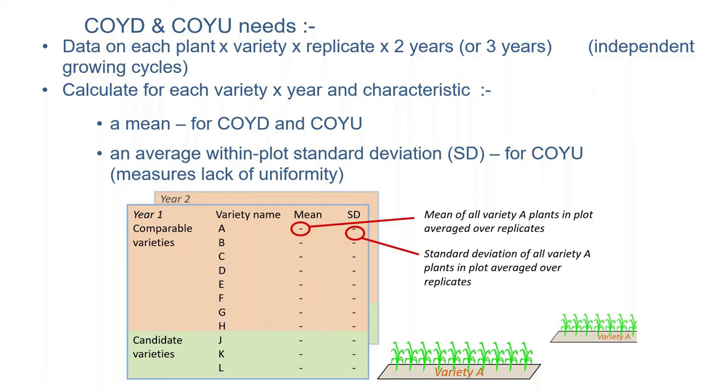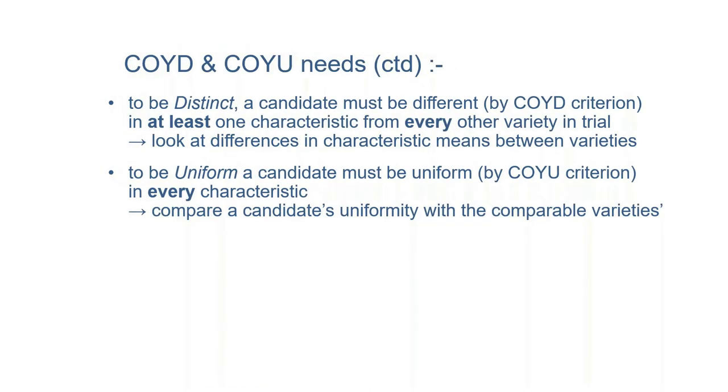The standard deviation is used just in the COYU analysis, and the means are used both for the COYD and the COYU analysis. And we use these means and standard deviations to do our distinctness and uniformity analyses. Now, in order for a candidate to be distinct, it must be different from every other variety in trial in at least one characteristic. So for distinctness, we are looking at differences in characteristic means between varieties.